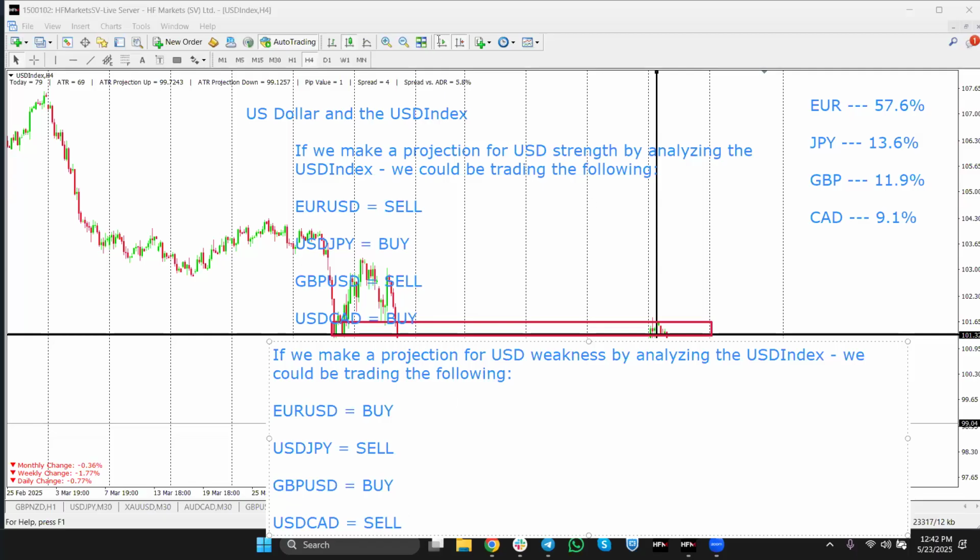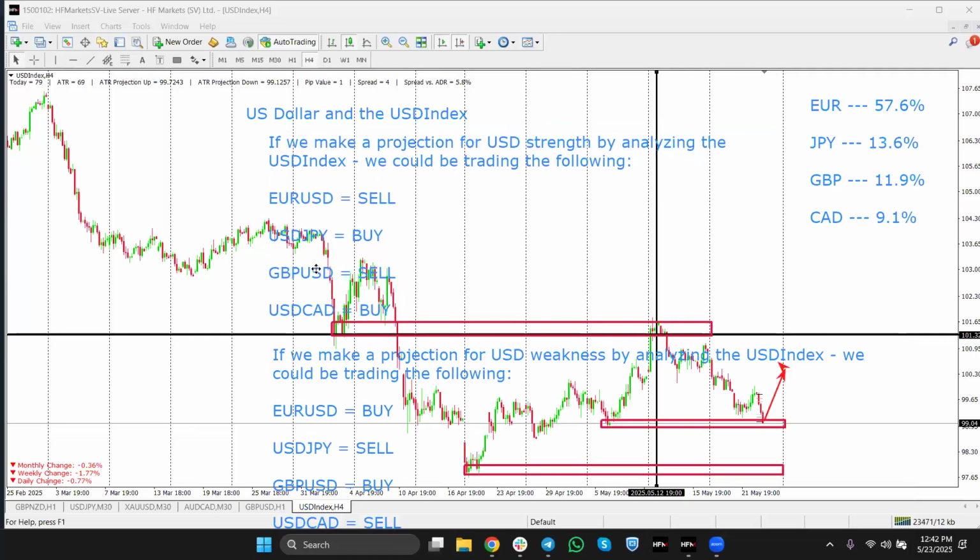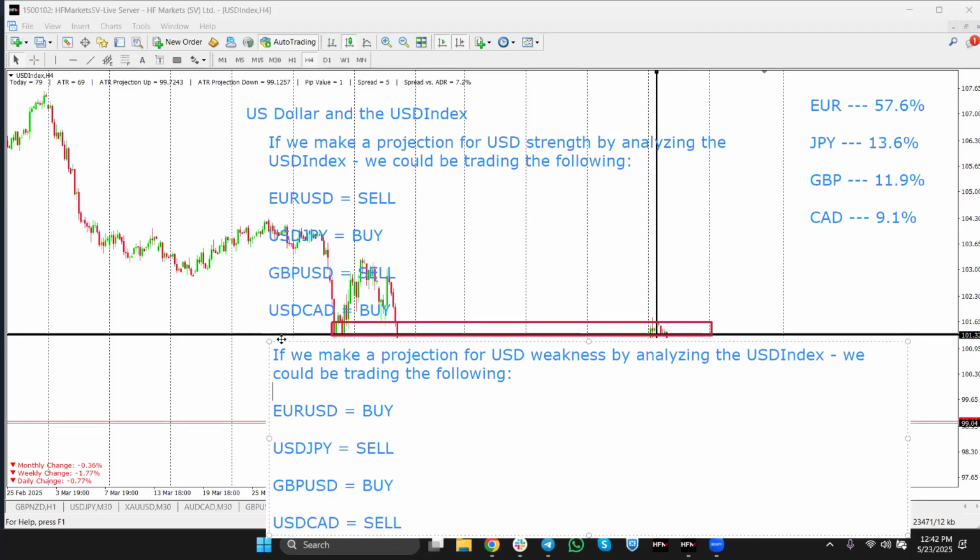So in terms of opposite, depending on what you're seeing at the time, if you're seeing potential weakness, then maybe, just maybe, you have Euro USD buy, USD JPY sell, pound USD buy and USD CAD sell on your scale of preference. And if it was a projection for dollar strength, then absolutely Euro USD sell, USD JPY buy, pound USD sell, and USD CAD buy, absolutely topping the list of what we could be looking out for.